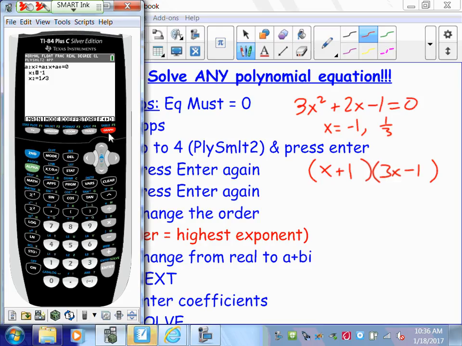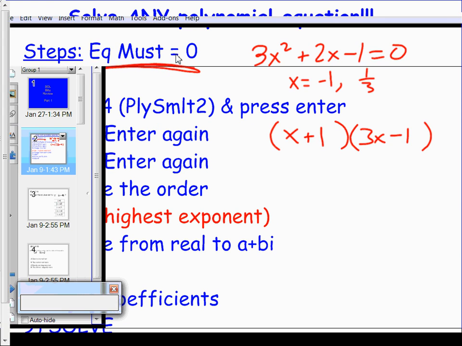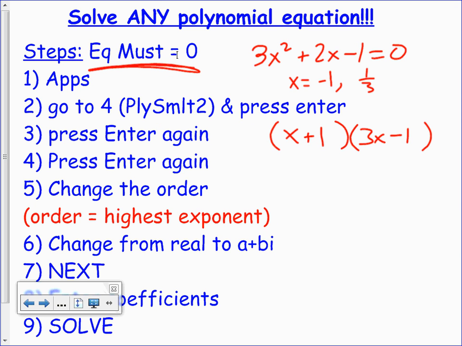Fascinating, right? With this stuff though, make sure that first line, you have to set that equation equal to 0 to solve it. Alright, let's practice. Here we go.